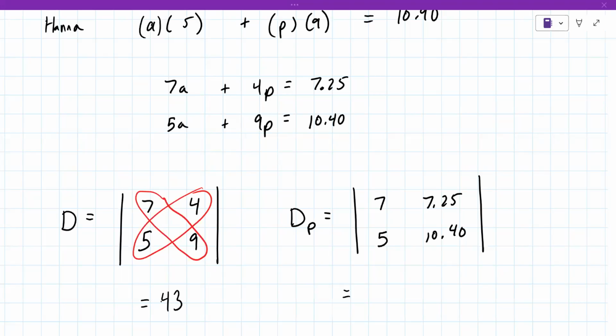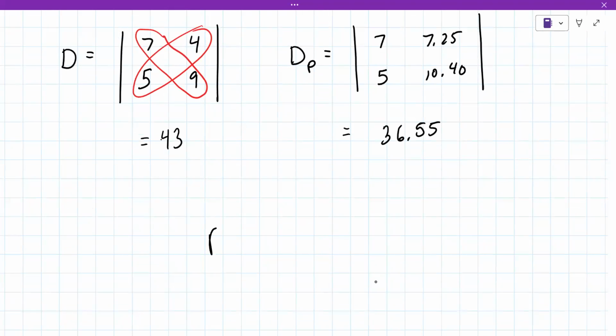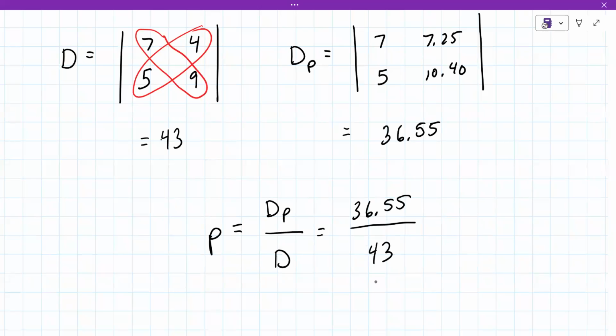For that one, we would get 36.55. Okay. Yeah, don't fret too much. It's just a number. You have to use it in the next part of the problem. I'm surprised. It just kind of surprised me because I was like, oh, okay, that works. So the value of P is the ratio of dP over D.